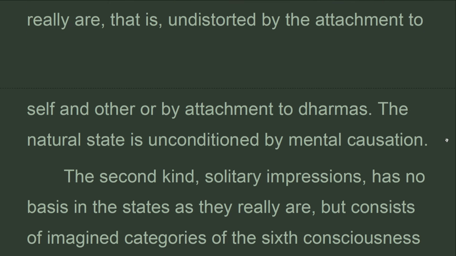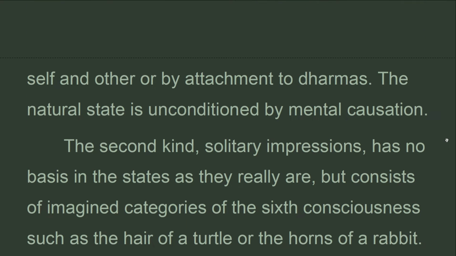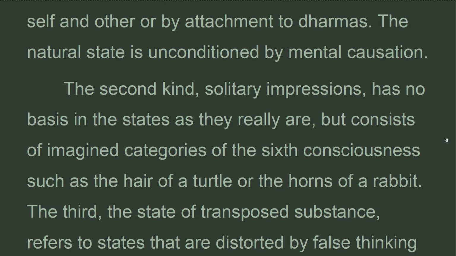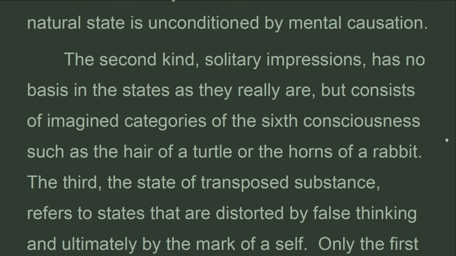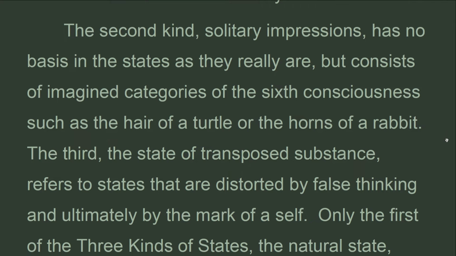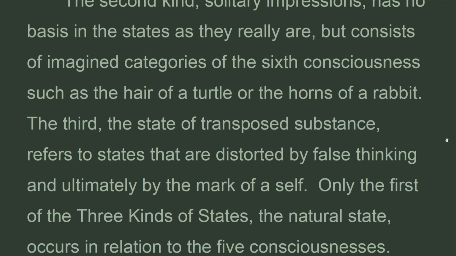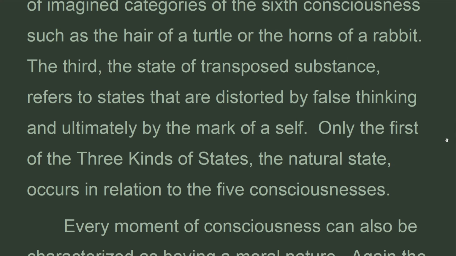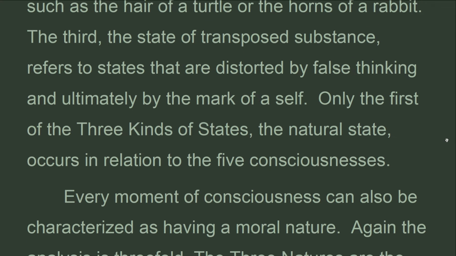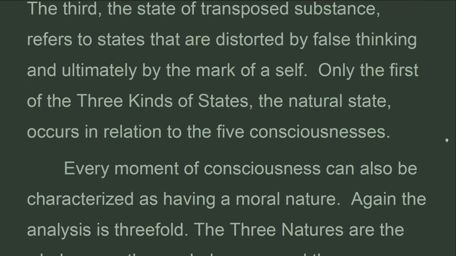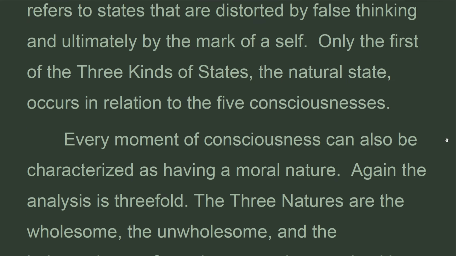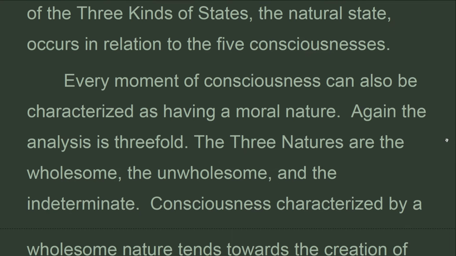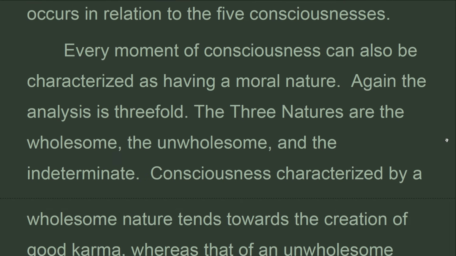The second kind, solitary impressions, has no basis in the states as they really are, but consists of imagined categories of the 6th consciousness, such as the hair of a turtle or the horns of a rabbit. The third, the state of transposed substance, refers to states that are distorted by false thinking and ultimately by the mark of a self. Only the first of the 3 kinds of states, the natural state, occurs in relation to the 5 consciousnesses. Every moment of consciousness can also be characterized as having a moral nature.